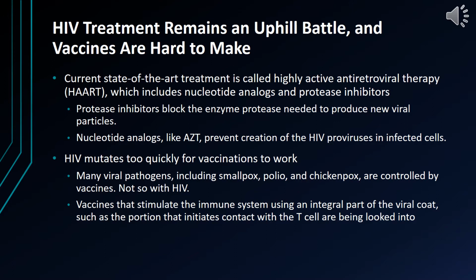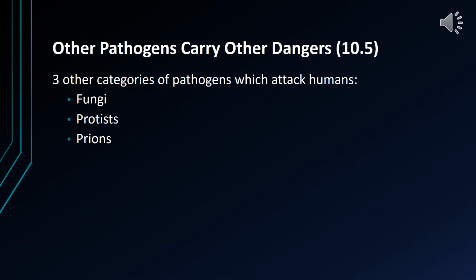There isn't currently a vaccine for HIV because HIV simply mutates too quickly for vaccines to work. Many viral pathogens, including smallpox, polio, and chickenpox, are all controlled by vaccines, and this is not the case with HIV. These vaccines, and we've covered this a little already, stimulate the immune system using an integral part of the viral coat, such as the portion that initiates contact with the T cell. And these aren't on the market, but they're being looked into and studied currently.